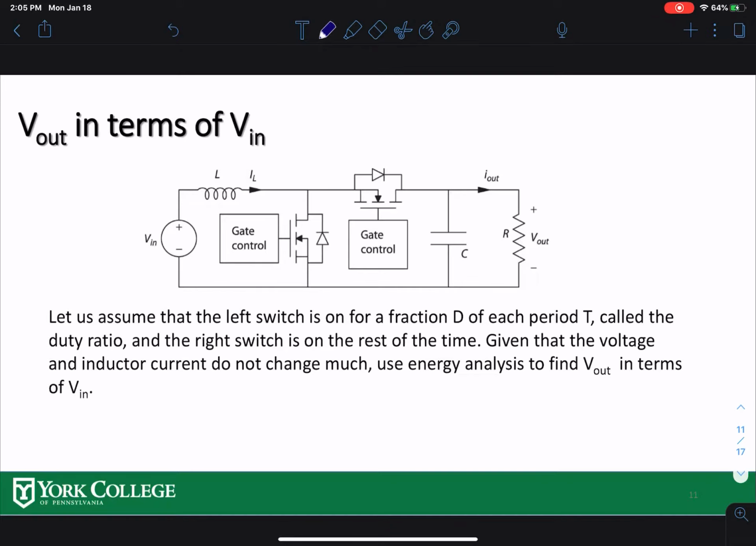All right, everyone, welcome back to ECE410, Class 2, Part 2. In this lecture, we're going to develop a very common equation for this circuit here.